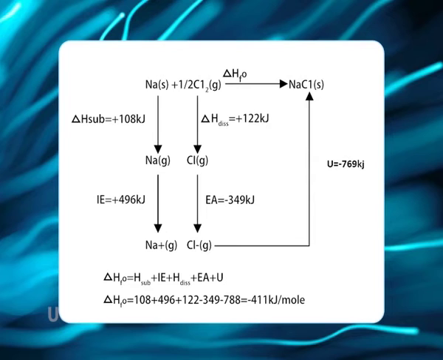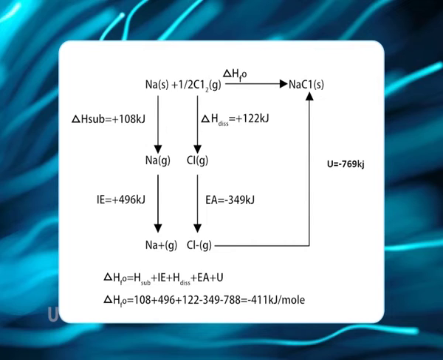The first process that takes place is the sublimation of sodium solid to sodium gas. Sodium gas is then converted to Na+ ion, that is sodium cation. In the process, we have to supply an energy that is equal to the ionization energy of sodium.